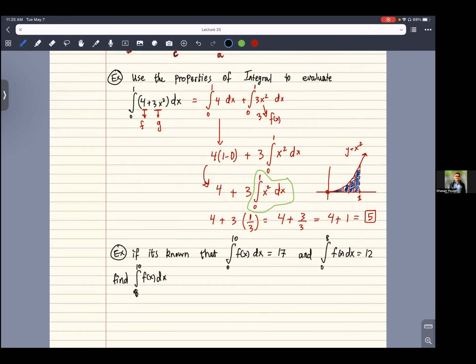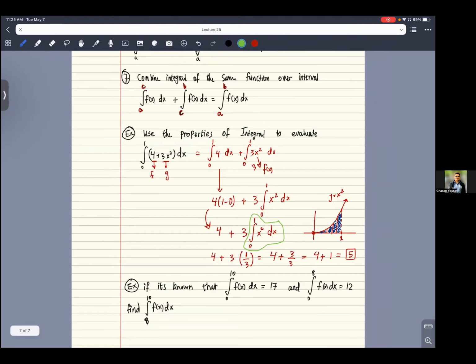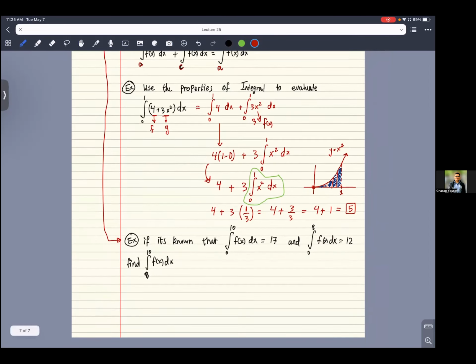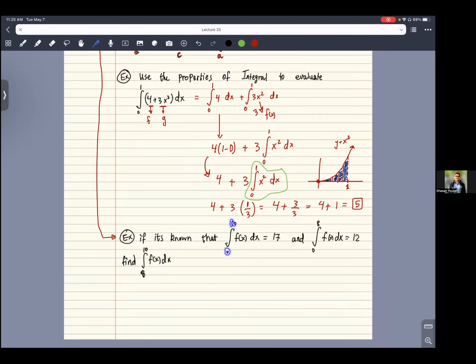So which property are we going to use for this example? Property number 7. I'm going to use this property to find the solution. I have the same function from 0 to 10 for f of x, and from 0 to 8 for the same function. They ask me to find from 8 to 10. Again, I have from 0 to 10, I have from 0 to 8. They asked from 8 to 10. Just minus. Correct.